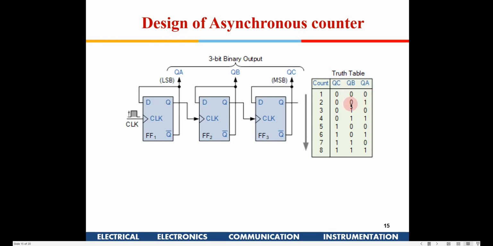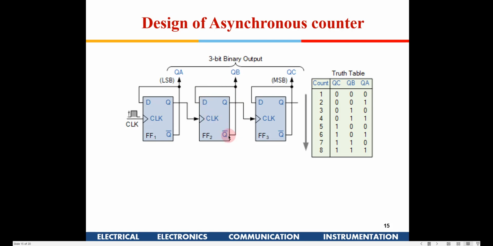What about this? For up counting, it has to be negative edge triggered. Whenever QA is going from 1 to 0, this will make a transition 0 to 1 here. Here D is given, and again a Q bar is given here, right? If you put Q bar to D, it will act like a T flip-flop, right?